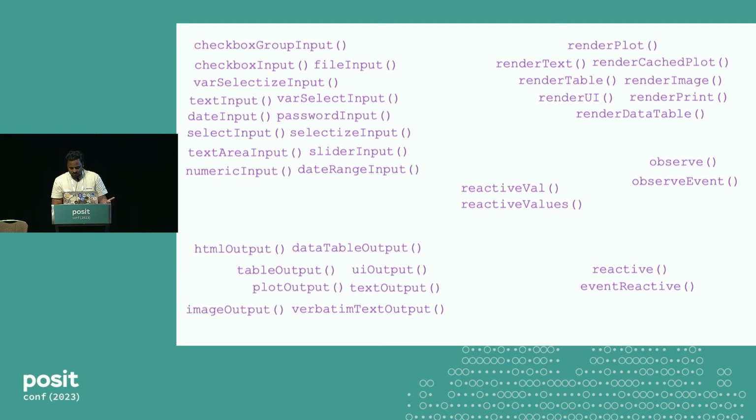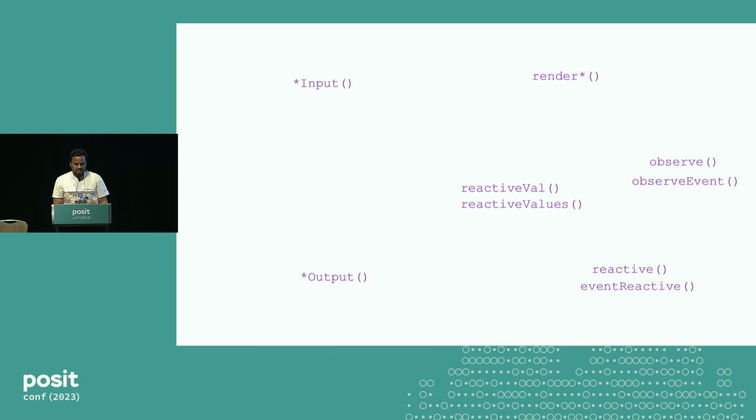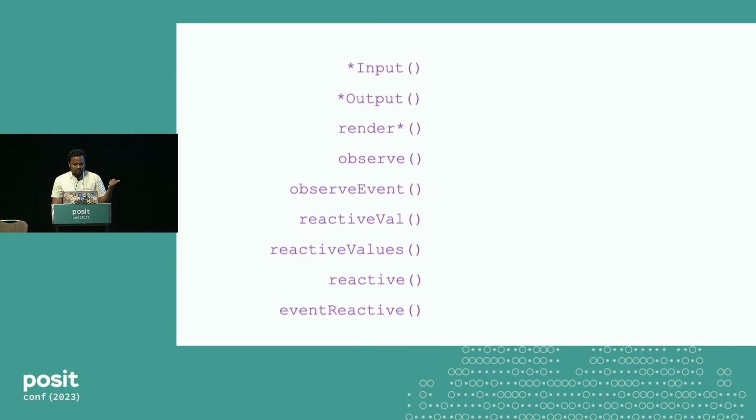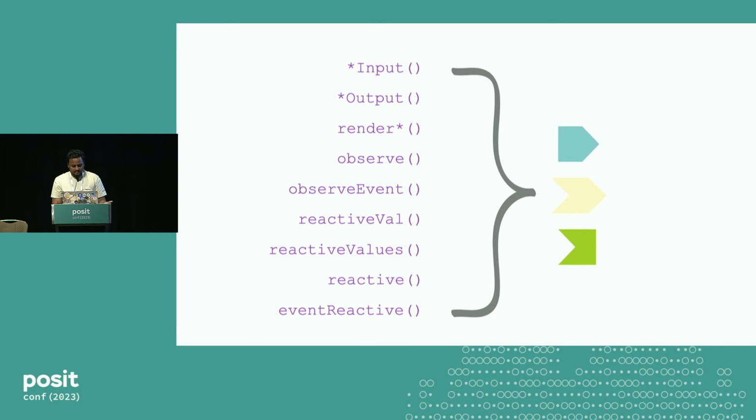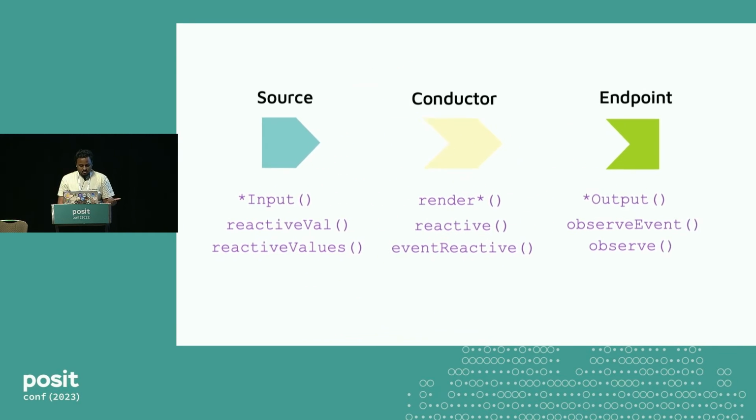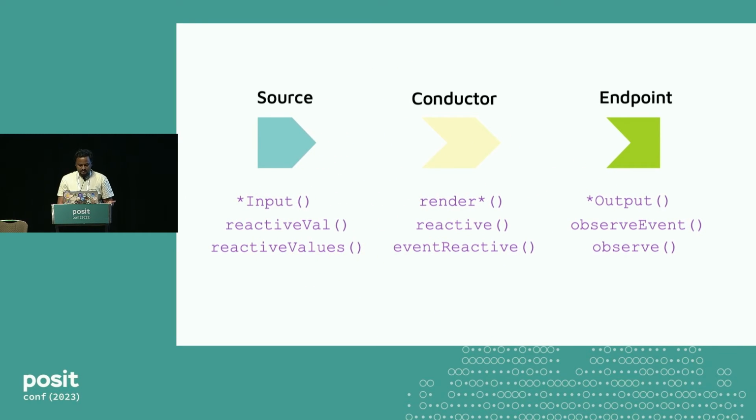Again, this seems like a lot of functions, but not really, because the input, output, and render functions all behave the same. Again, these functions can be grouped into one of these 3 shapes based on where they are used in the logic: source, conductor, or endpoint.